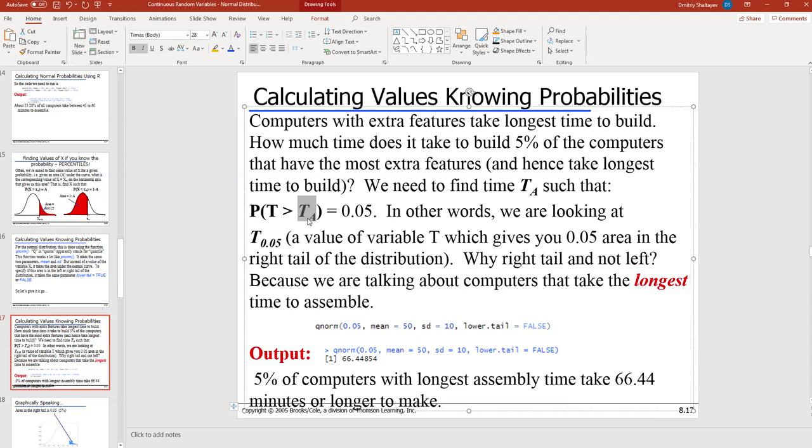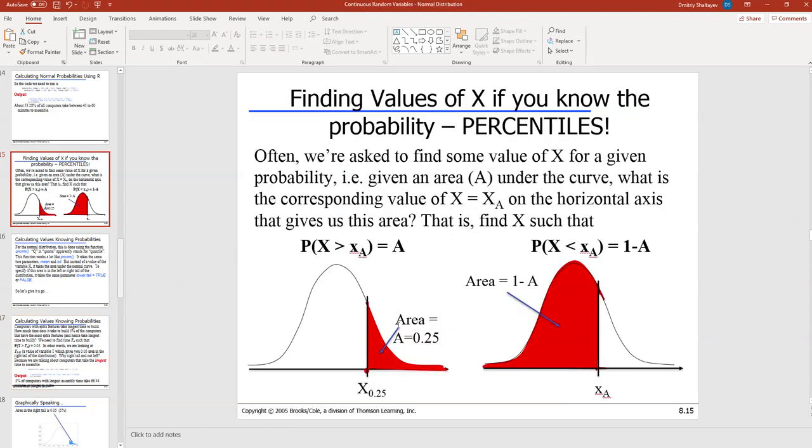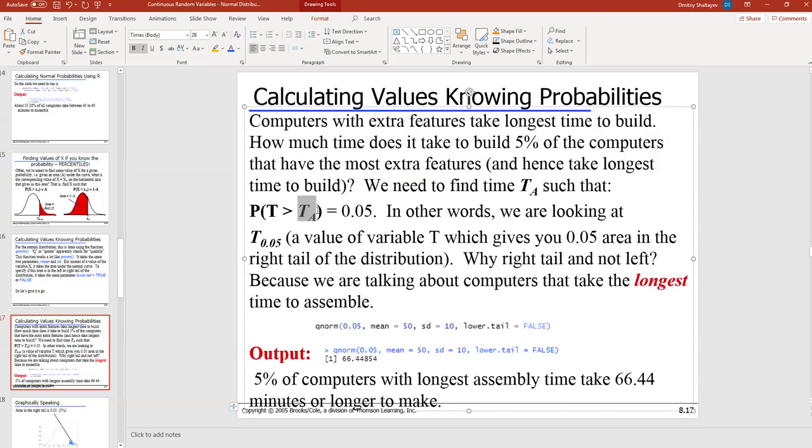So in other words, since we agreed just 2 slides ago, the area to the right from the variable becomes the subscript, right? So since the area to the right from this value t sub a is 0.05, that would be 5%. 100% is 1, 10% is 0.1, 5% is 0.05, right? So the area to the right from t sub a is 0.05, so we're looking to find actually such time that only 5%, 0.05, of the entire distribution is to the right, in the right tail from that value. And why is that in the right tail? Because I'm talking about computers that take the longest time to build, right? If you imagine where on the horizontal line the longest time is, it's in the right direction, in the right tail of the distribution.